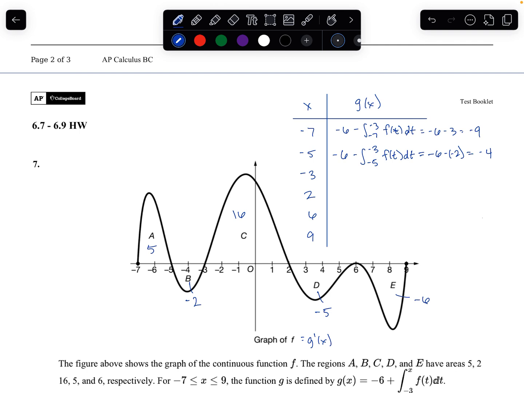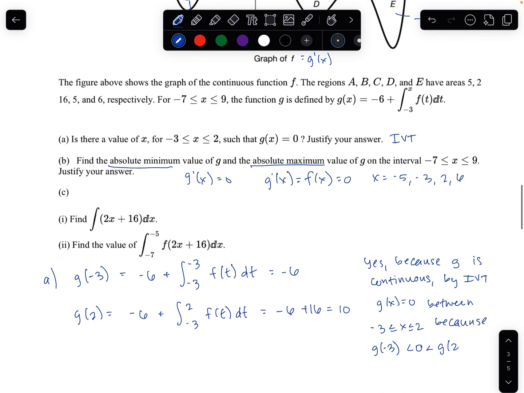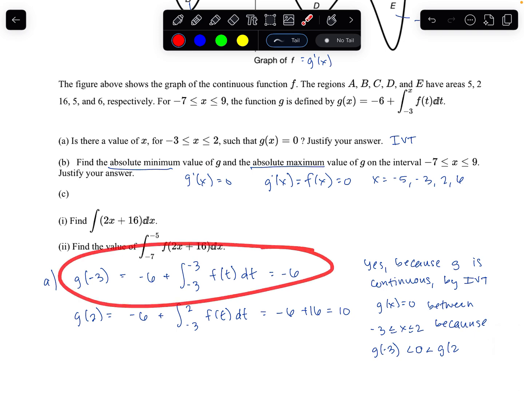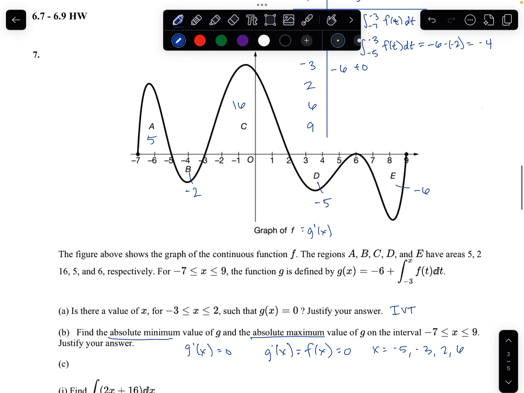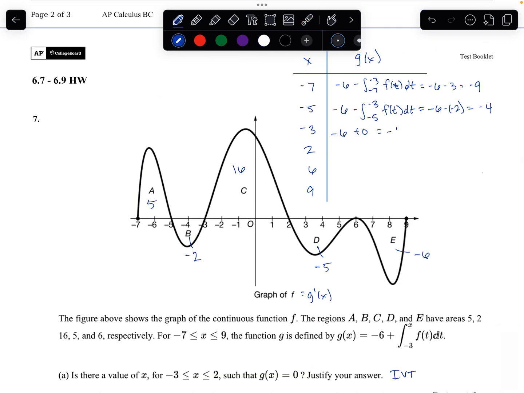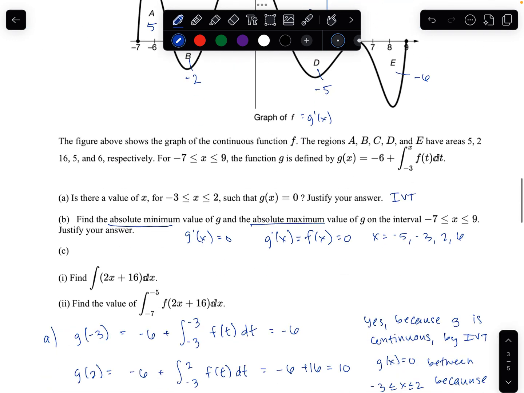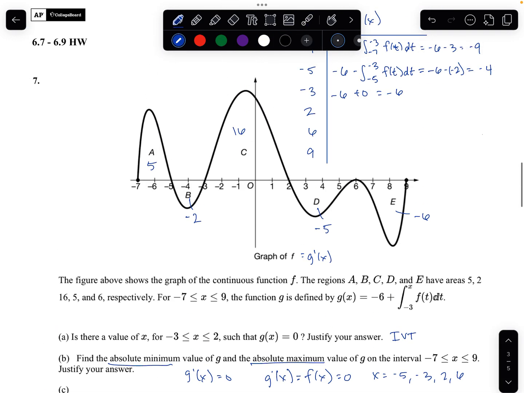And then for -3, that's going to be 0. Right? No, it's going to be -6 plus 0, because if I do the integral from -3 to -3, that's going to be that right there. Also, didn't I already solve for g of -3? Yeah, I already solved for g of -3. So that's going to be equal to -6, and I already solved for g of 2. That's 10.